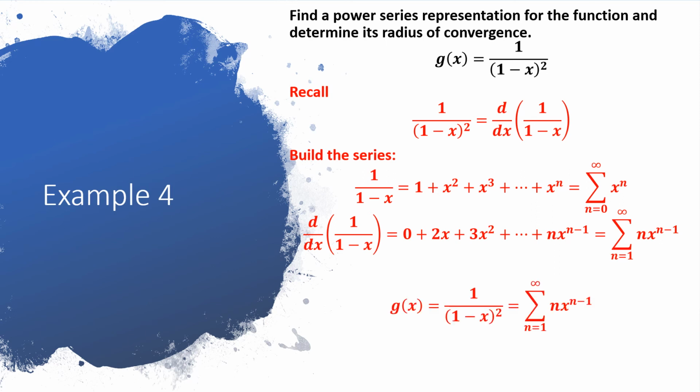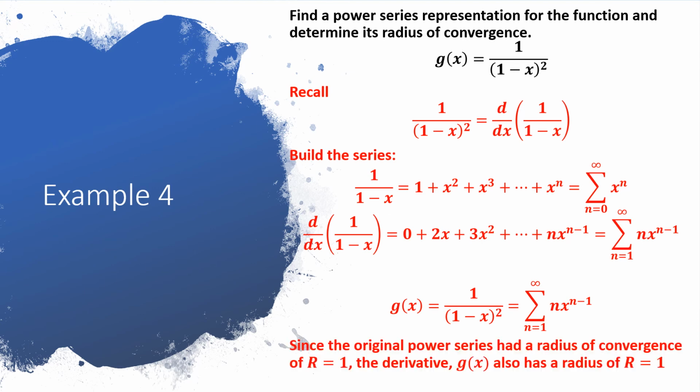All right, so that tells me that my original function, or the function I was looking to build, 1 over 1 minus x squared, is simply the sum as n goes from 1 to infinity of n times x to the n minus 1. Now, the interval of convergence of our known series, or what we took the derivative of, was from -1 to 1, so that means it has a radius of 1. And so the derivative function also has an interval from -1 to 1 with a radius of 1.